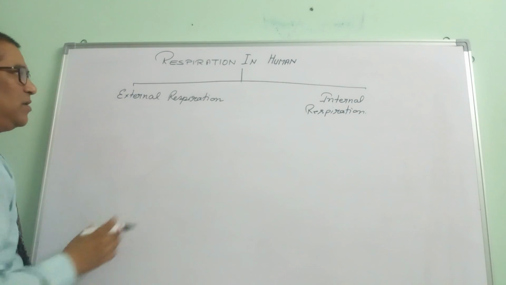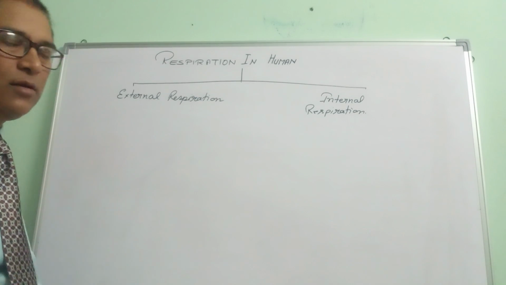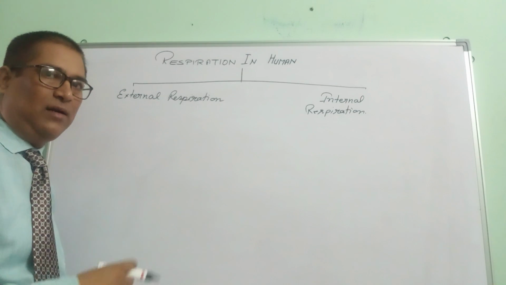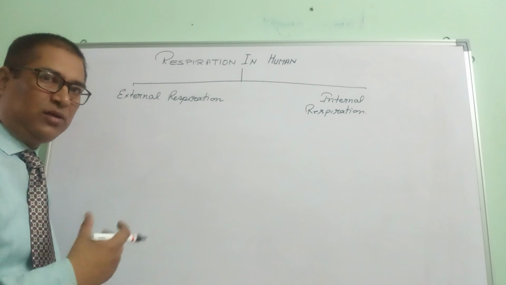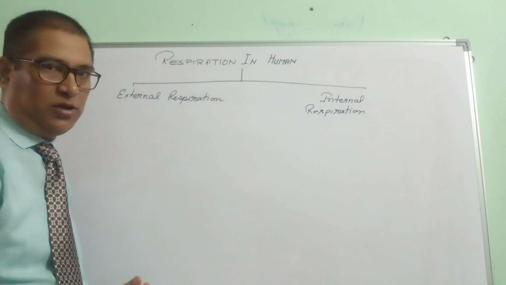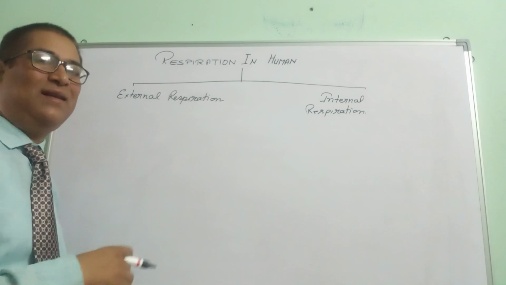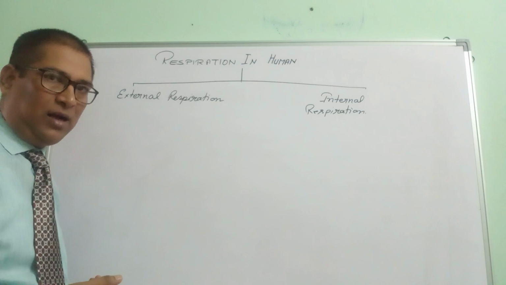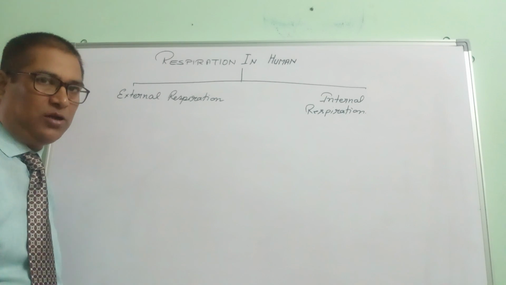Now, the basic difference between external respiration and internal respiration is that the atmospheric gases which we inhale are transported in the respiratory tract. Such type of respiration is known as external respiration. That is the inhalation of oxygen from the atmosphere and exhalation of carbon dioxide from your nostrils after the metabolic activities. So that is called external respiration.